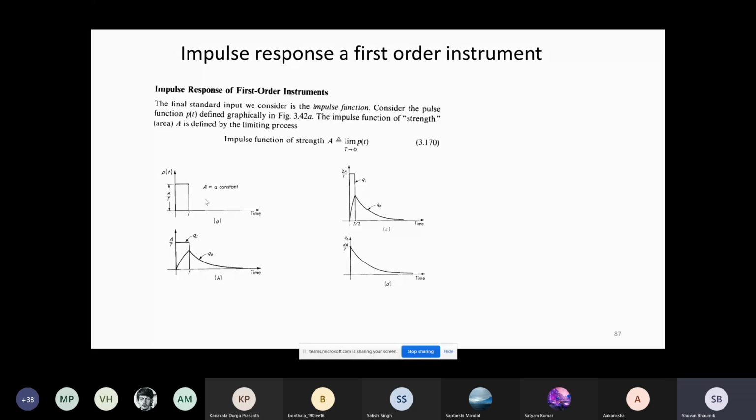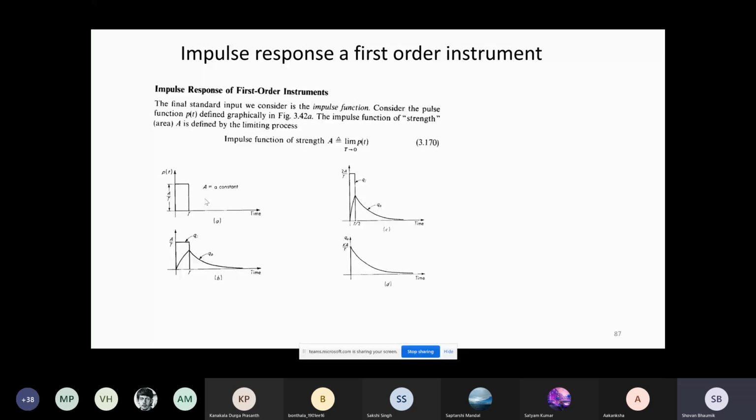This width T will be very gradually decreasing and the height will be increasing, because if T decreases and A is constant, A by T will increase. So when T tends to 0, that means the input is present for a very limited period of time, and the signal strength A remains constant, but the amplitude becomes very high, tending to infinity. Such a signal is known as the impulse signal.